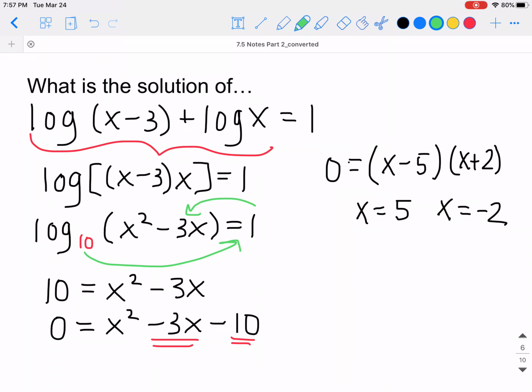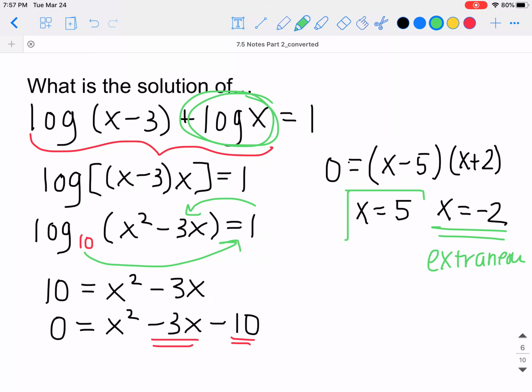But if we think back to our rules for logs, we always have to have a domain of all x values greater than 0. We can't have a negative log. So if we have x equals negative 2 and we plug back into log x here, that gives us a negative log, which can't happen. So negative 2 is an extraneous solution. So our only solution for this problem is going to be x equals 5.